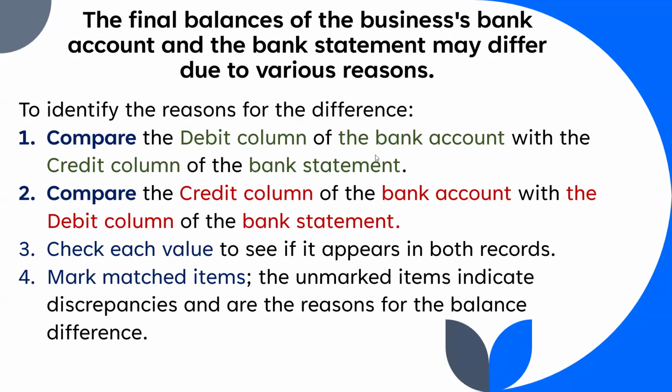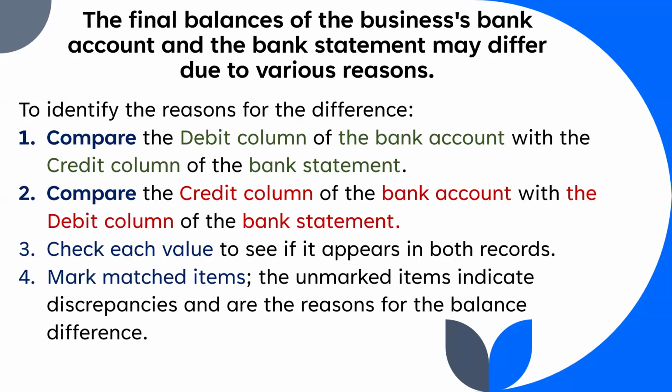Next, what we do is check the value. Whether this value is written here, like whatever value you find in the debit column is written on the credit side of the bank statement, or whatever is written in the credit column of your bank account is written in the debit column of your bank statement. So you start checking, and you mark the ones that you have checked and recorded in both the bank statement and the bank account.